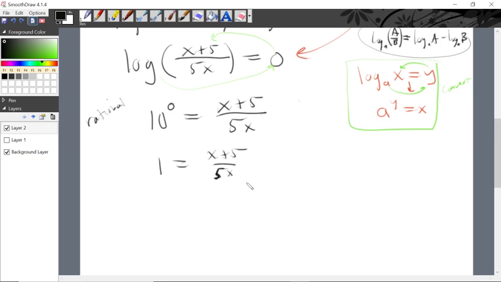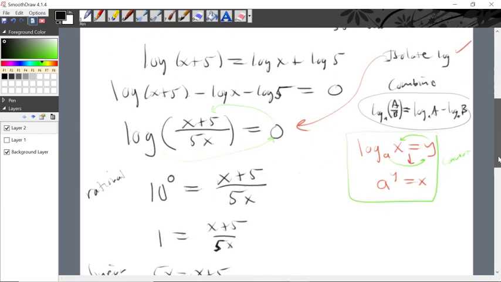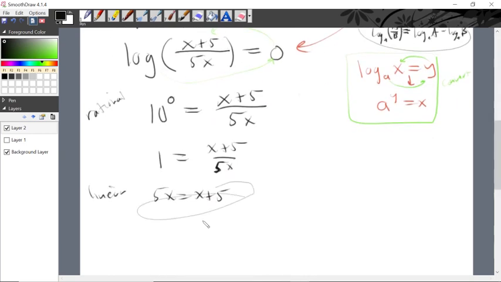All right, solve this by multiplying both sides by 5x. So 5x is equal to x plus 5. Here's our linear equation, and in fact, this is the same linear equation that we were just solving earlier. 5x is equal to x plus 5, right? That's the linear equation we're now solving. And so we already know what the solution of that is going to be. X is equal to 1.25.